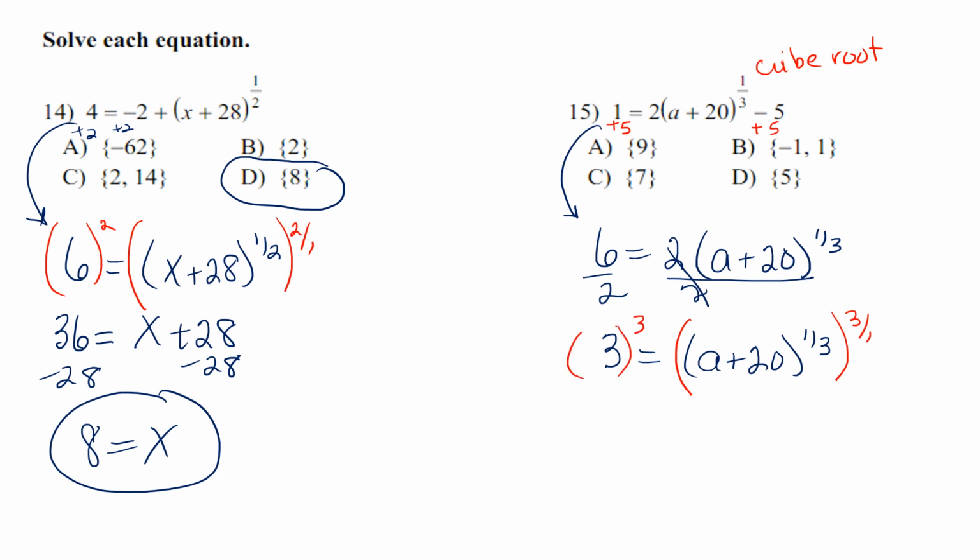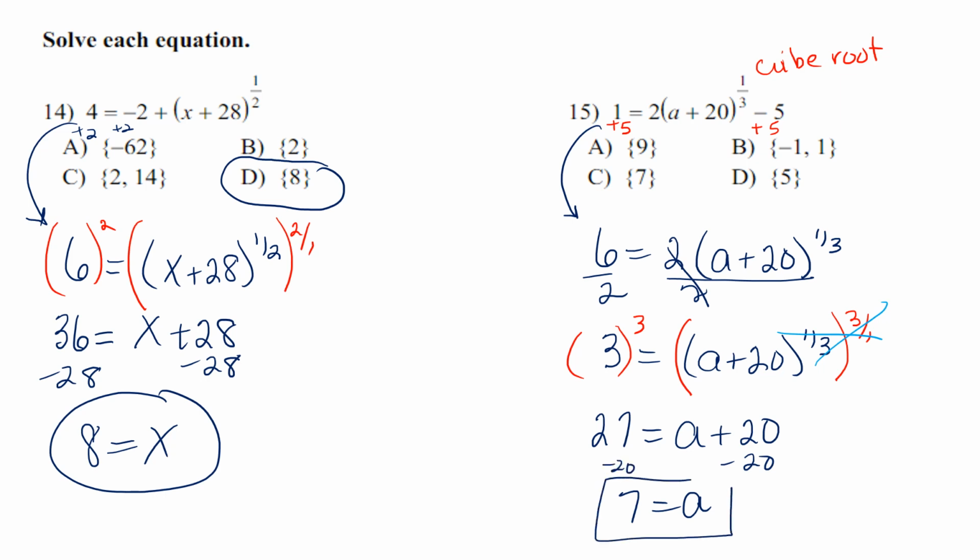If it was the cubed root, you'd raise it to the 3rd. Same stuff. So those will undo each other, thank goodness. And I have 3 to the 3rd. 3 times 3 times 3 is 27. That equals just a lonely a plus 20. When you subtract 20 from both sides of your equation, you should get a equaling 7. And I do. And it's the only choice that has a 7. Nice. They're making this too easy for us, gang. Too easy.